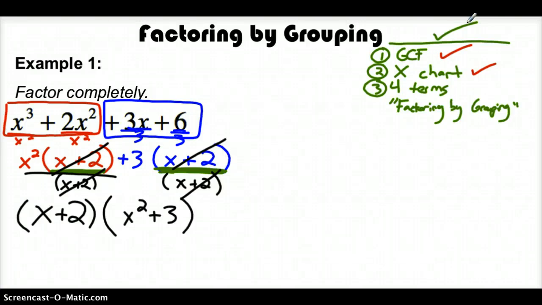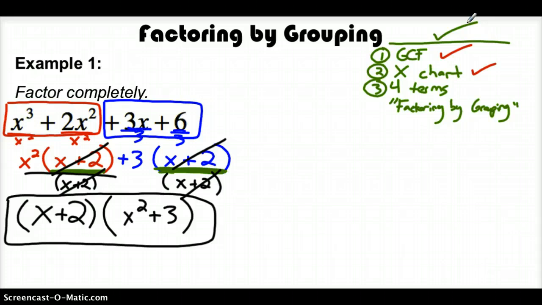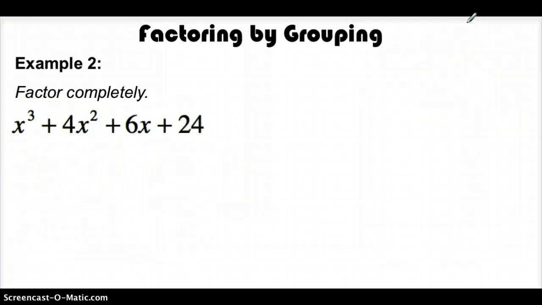Now this is actually my final answer. With x squared plus 3, I can always check with an x chart to see if I can factor that. I will not be successful in that particular case, so this is my final answer. I just factored this by grouping. Let's take a look at a couple other examples here. It'll take some practice. Again, I'm going to go through my checklist.